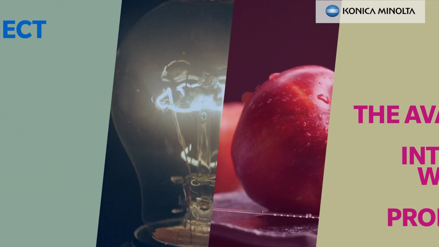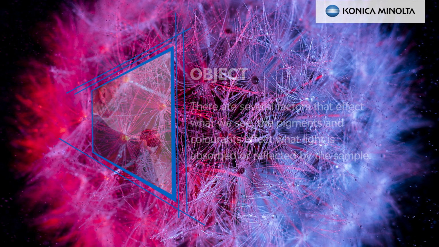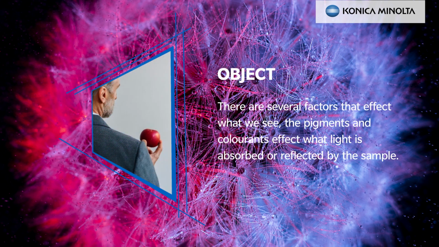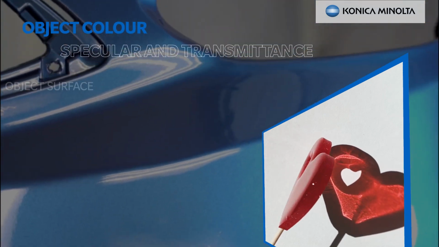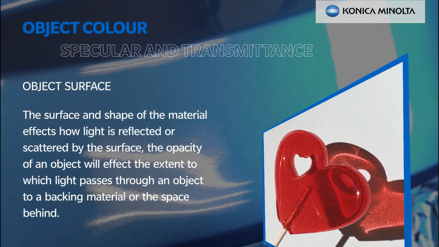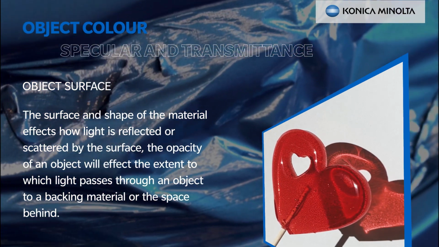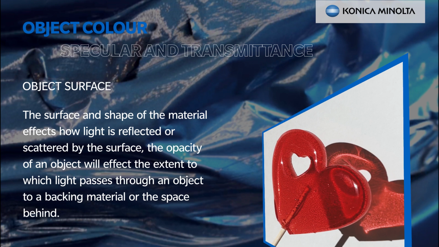The variety of objects around us is seemingly infinite, and from the perspective of visual appearance, there are several factors that affect what we see. The pigments and colorants affect what light is absorbed or reflected by the sample. The surface and shape of the material affects how the light is reflected or scattered by the surface. The opacity of an object will affect the extent to which light passes through an object, to a backing material, or to the space behind.